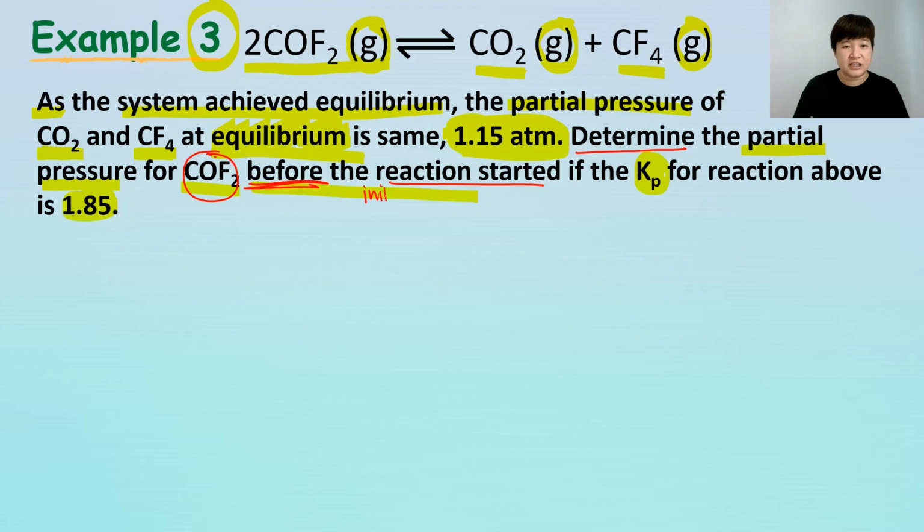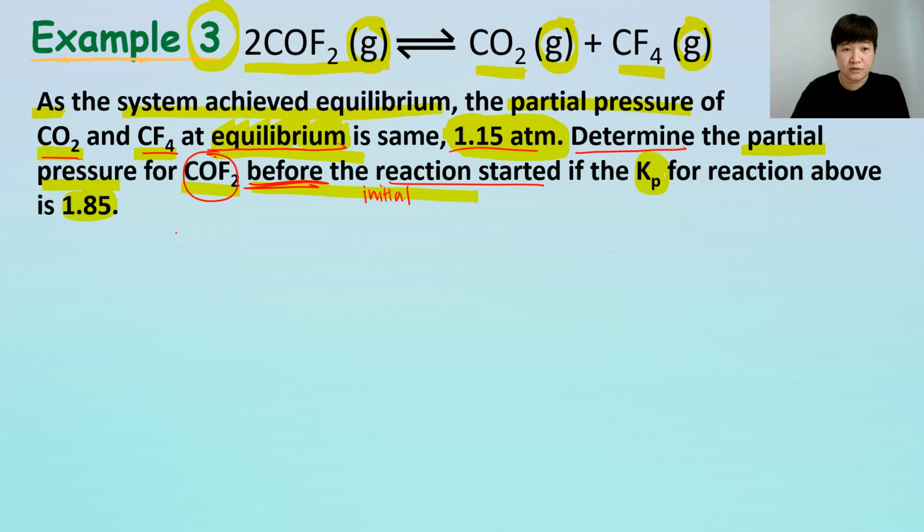That means initial. So you have your initial, change, equilibrium. Previously, we gave you the initial, you identified the change, and you got the equilibrium. Right now, it's the other way around. We give you the equilibrium of CO2 and CF4, 1.15. You need to identify the changes and find the initial. So we are moving backward right now. Let's see how we are going to solve it.